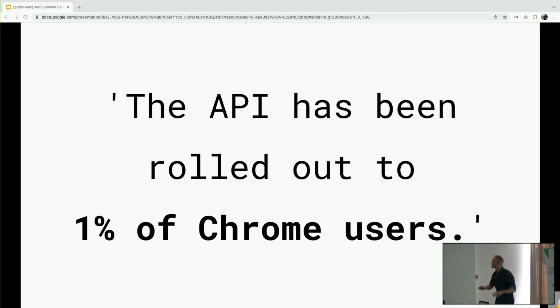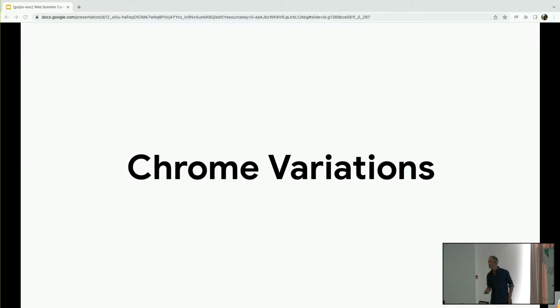Now, of course, we don't just release features all at once to all users, that would be really risky. You might have heard this kind of phrase, the APIs rolled out to a percentage of users. Well, this is really crucial, where we can try out a feature with a small proportion of users to check if there are problems, things we hadn't thought of. The mechanism to do this is called Chrome variations. You might also have heard of this referred to as field trials or Chrome Finch, which is our internal code name.